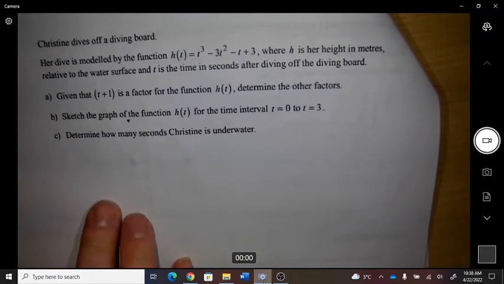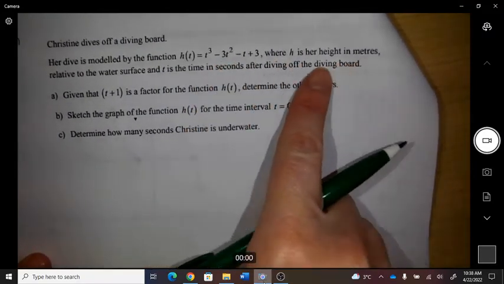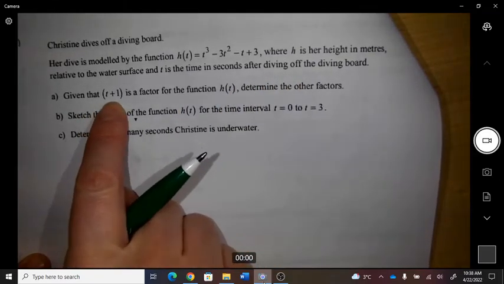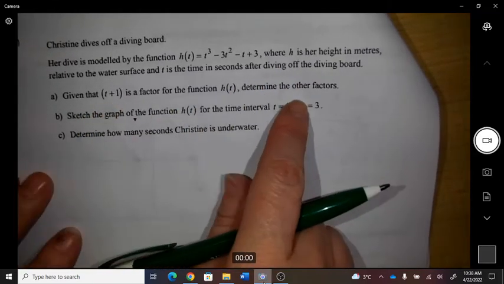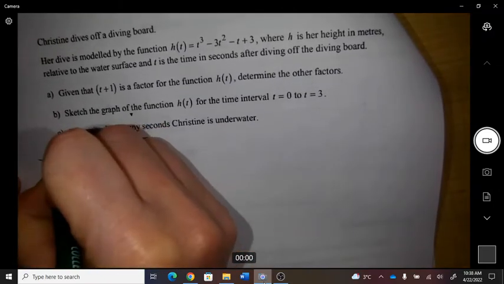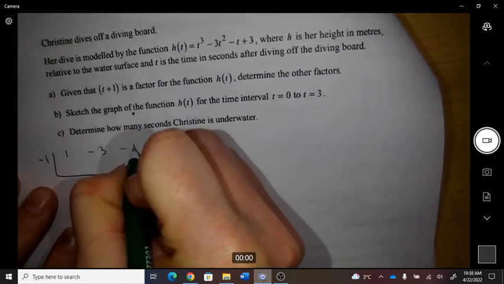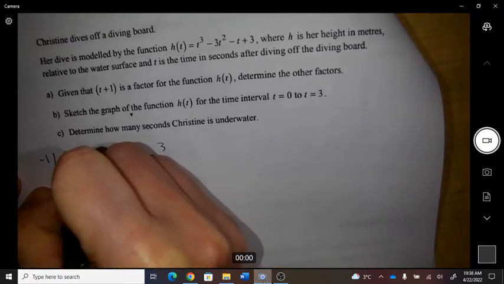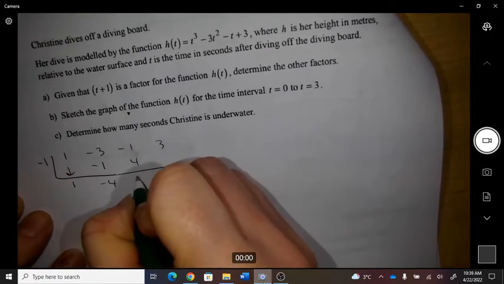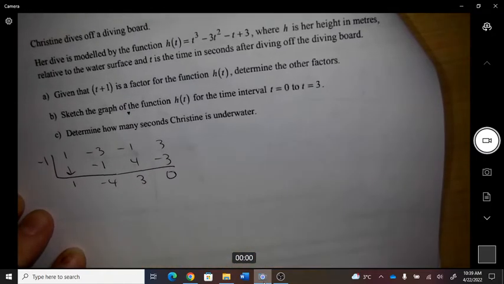Christine dives off a diving board. Here's her equation, height in meters times seconds. Given that this is a factor, determine the other factors. So I'm going to synthetically divide. And 1, negative 3, negative 1, and 3. Bring down the 1, multiply, add, multiply, add, multiply, add.